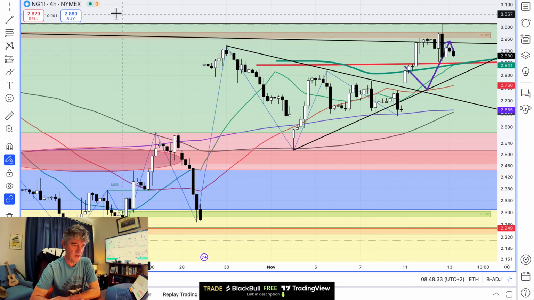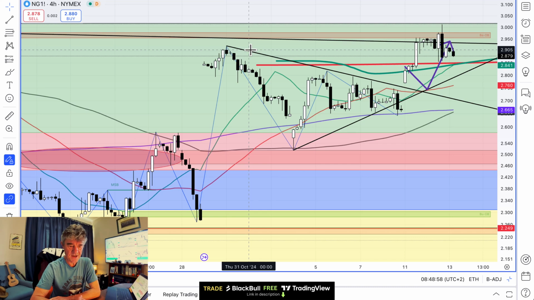So basically, I'm quite happy with this. This is a 4-hour chart on the NYMEX, and we did take 50% of our profit here at just above $3. We've dropped down to $2.88. So we now only have half of our long position on natural gas after taking profit, and I'll be looking for a reversal on the 4-hour to add that half back on.